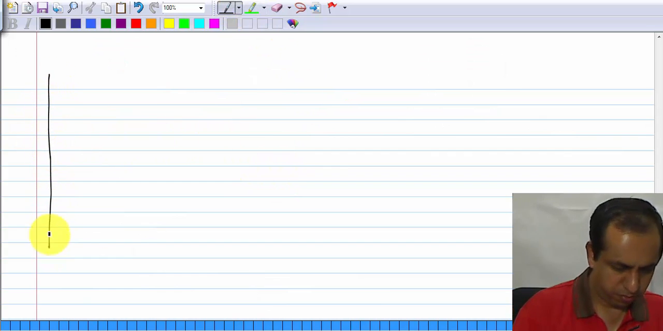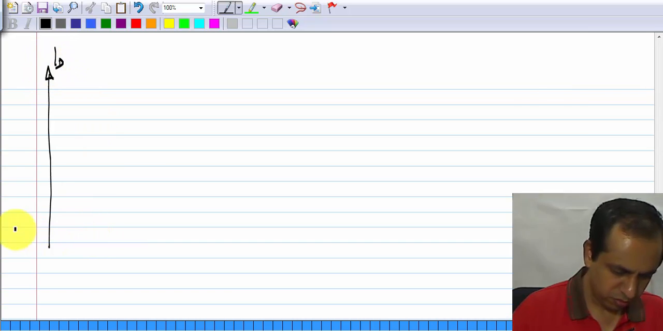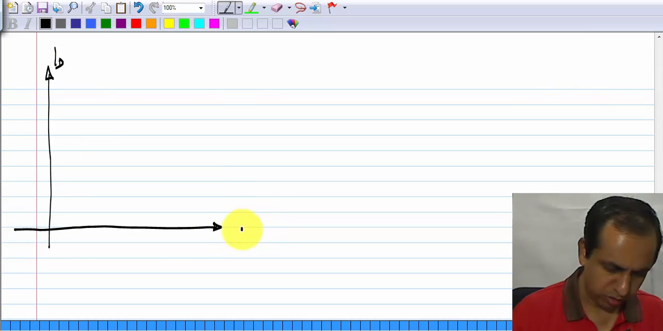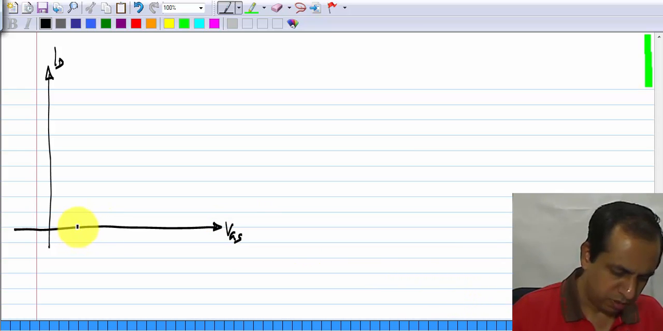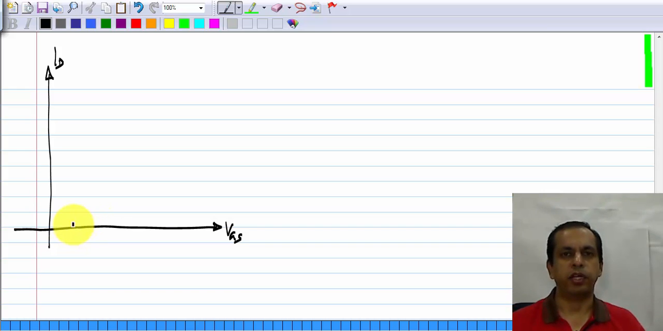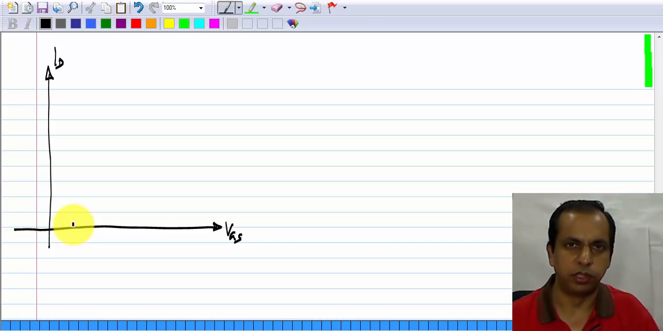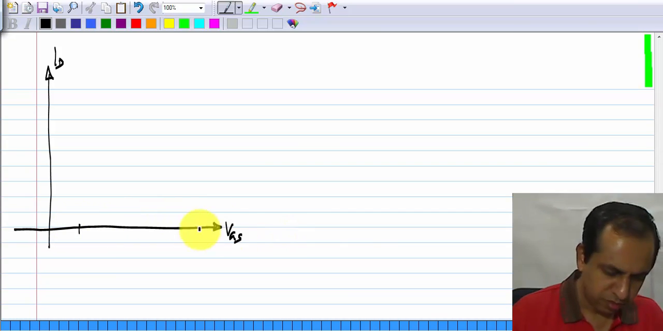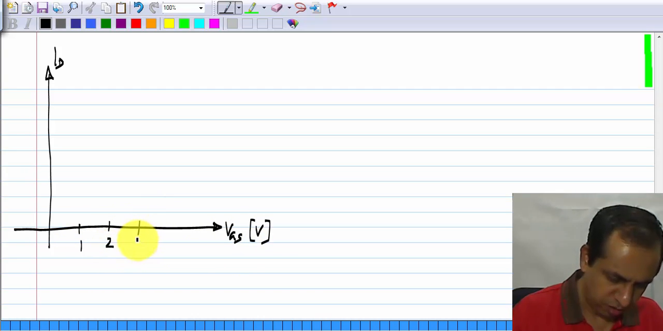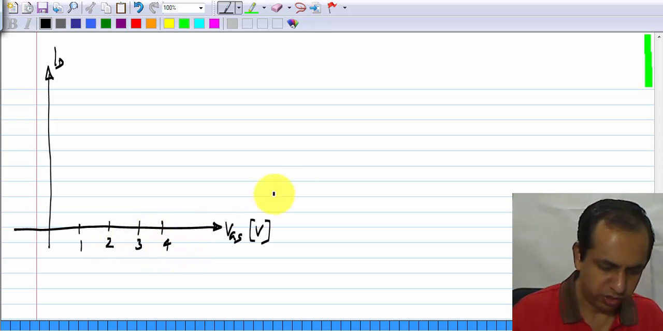So let me take ID versus VGS. As usual, at this point I would like you to pause the video and try to sketch the characteristics yourselves, for the constant values I have given, and after that you can compare it to what I draw here. That will give you practice in doing these things correctly. So VGS, this is in volts, so let's say 1, 2, 3, 4 and so on.